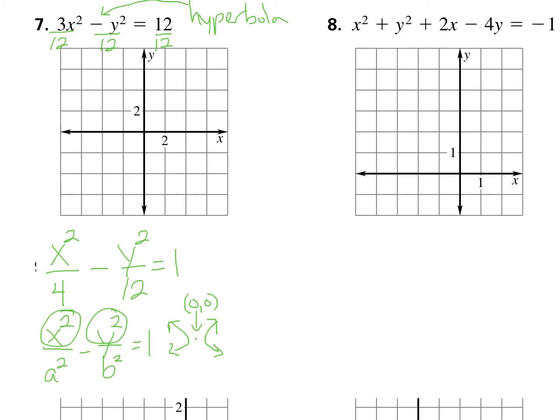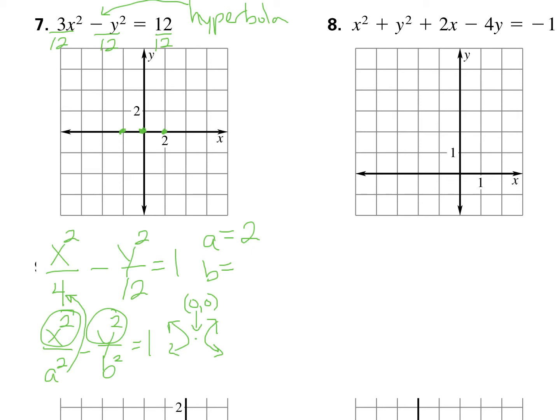So the first thing I'm going to do is plot my center at 0, 0. And then I'm going to plot the dimensions of a box, a rectangle, using a and b. Well, if a squared is equal to 4, that means that a is equal to 2, which means that my vertices are 2 units to the right and 2 units to the left. Because remember, I've got a horizontal transverse axis. So that means that my hyperbola branches are going to open to the left and to the right.